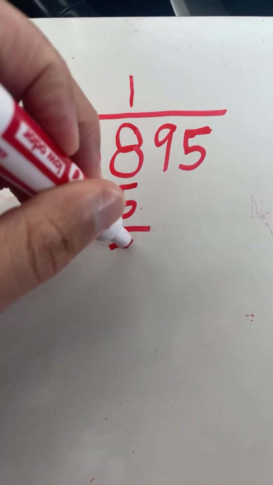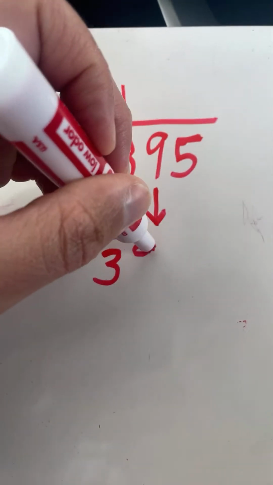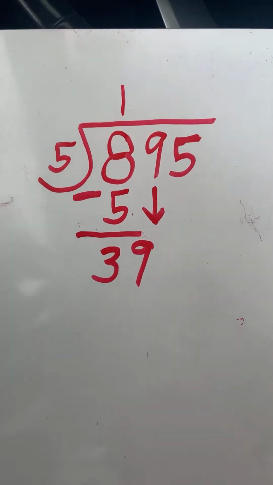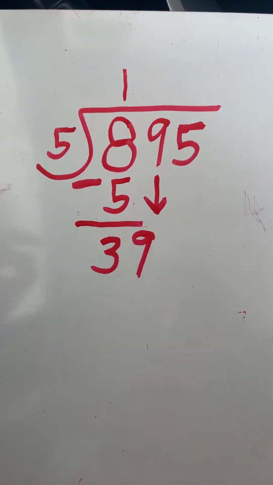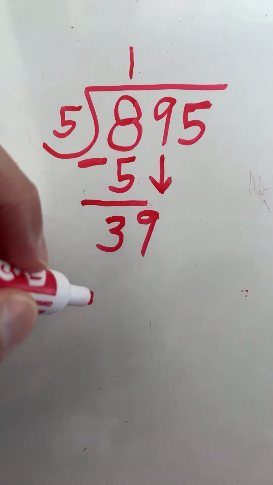Eight minus 5 equals 3. Next, we're going to bring down our 9. Now we have to figure out how many groups of 5 we can get within 39. So again, we're going to count by 5s.